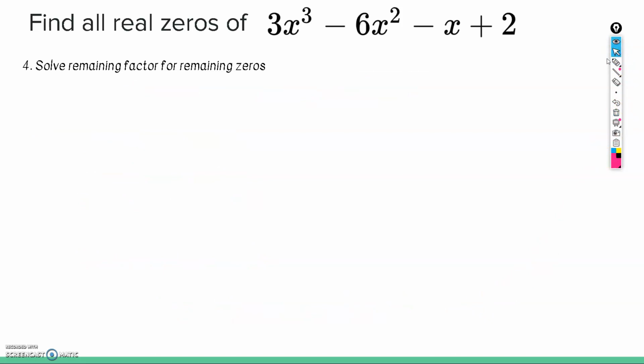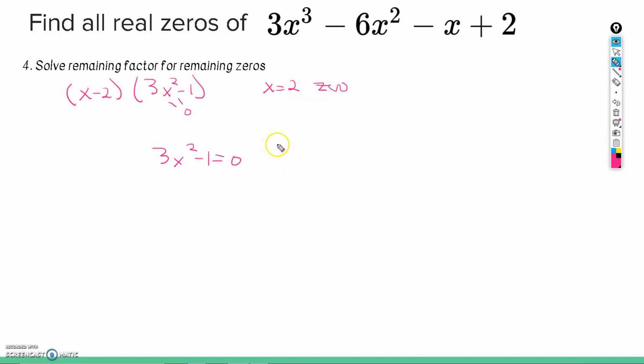So solve remaining factors for remaining zeros. So what we have so far, we know that our factors are x minus 2 times 3x squared minus 1. Okay, we also already know that x equals 2 is one of our zeros. So now to find the remaining zeros, well, how do we do that? We're just going to set that guy equal to 0. So how do I solve 3x squared minus 1 equals 0? Well, there's a couple ways we can go about this. This is just a quadratic, so use quadratic formula, use factoring.